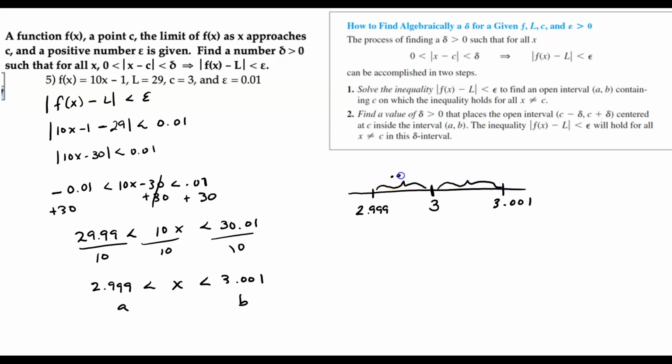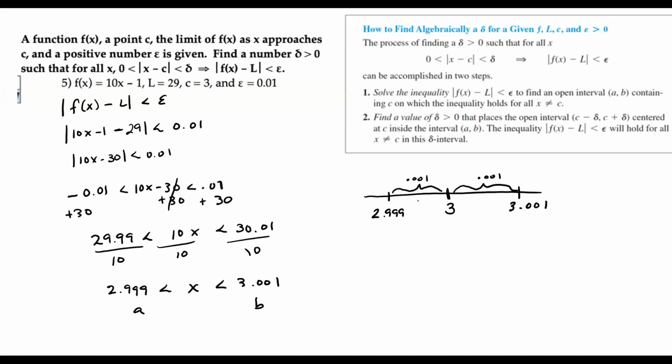Now, coincidentally, it is symmetric, so both of the deltas that we obtain are exactly the same. Normally you'd take the smaller one, because that's the greatest spread you're able to tolerate. But in this case, it's symmetric, so both of the deltas on either side of 3 are identical. So that is the tolerance on the x value. We have to be within 0.001 units of 3 in order to have a limit of 29. Otherwise, the limit would be something else if you're looking at something greater than 3.001 or less than 2.999.